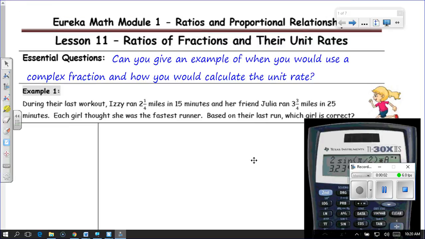Hi everybody, this is lesson 11, ratios of fractions and their unit rates.